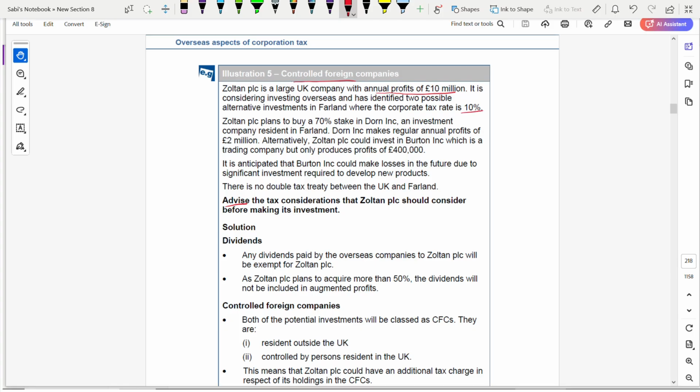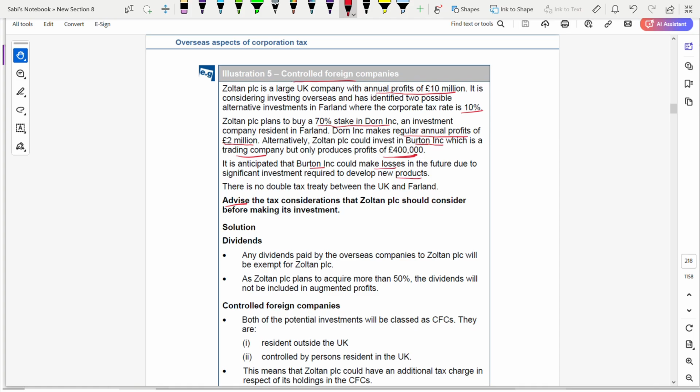They plan to buy a 70% stake in Doran, an investment company resident in Farland. They make regular annual profit of 2 million. Alternatively, they could invest in Burton, which is a trading company, but only produces profit of 400,000. It is anticipated that Burton, the one with the 400,000 profit, could make losses in future due to significant investment requirements to develop new products.